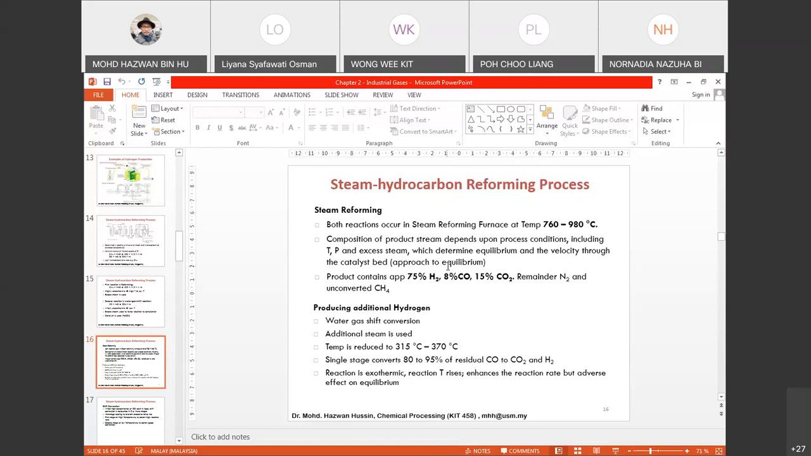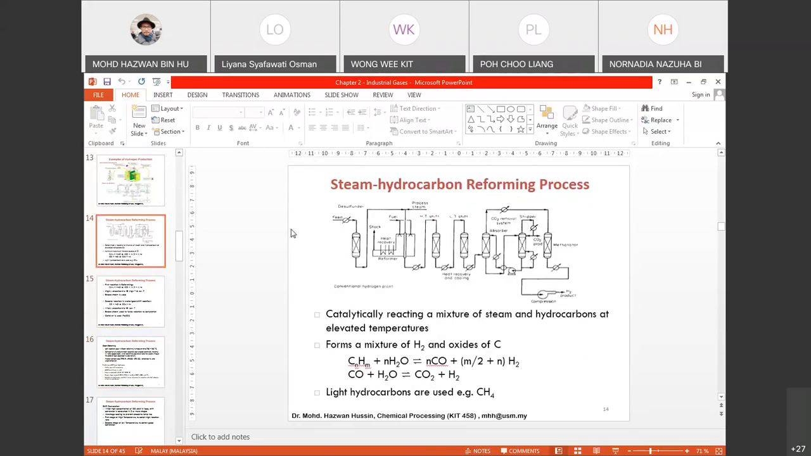Producing additional hydrogen. This is in the case where you have a higher percentage of carbon monoxide or carbon dioxide. You can install another plant of water gas shift conversion. This is very much needed if you want to increase the percentage yield of hydrogen gas production. So water gas shift conversion will be considered. The additional steam is used and the temperature is reduced to 315 to 370. So of course, the first step is steam reforming, then you have the shifting process.